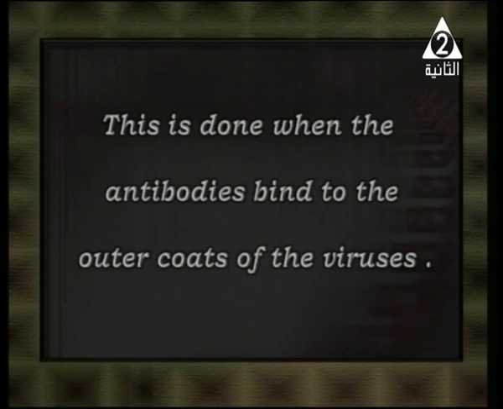Do you know that we have two main families of viruses? The first type consists of just one or two strands of DNA or RNA. While the other type consists of DNA or RNA and is surrounded by a coat. As we said, this is done when the antibodies bind and combine with the outer coats of the virus, I mean the viruses that already have coats or an envelope.